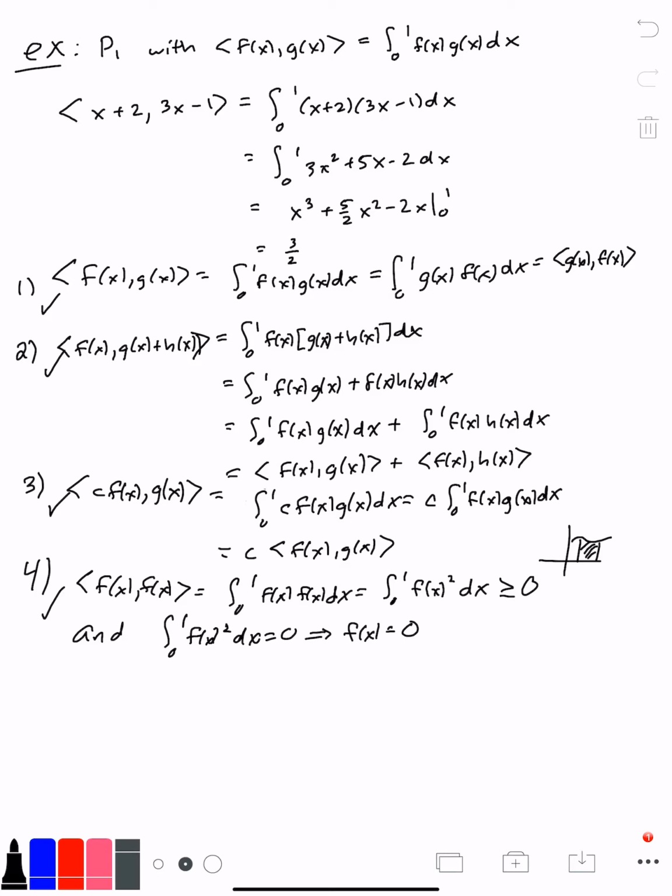Now with that said, I likely won't ask you to prove that something is an inner product. More likely I will give you a function and tell you it's an inner product and ask you to find dot products and things along with that. But it's good to at least see this one time here, see how things go.